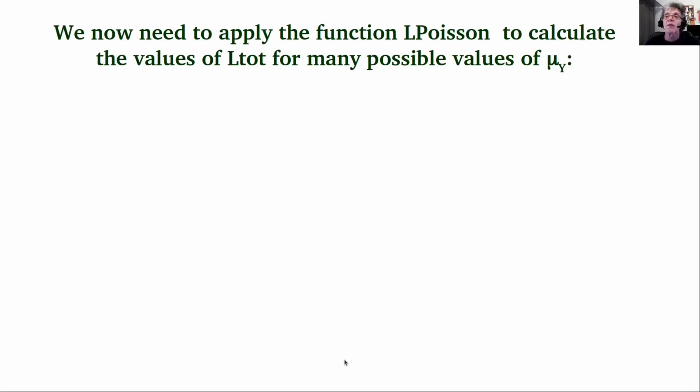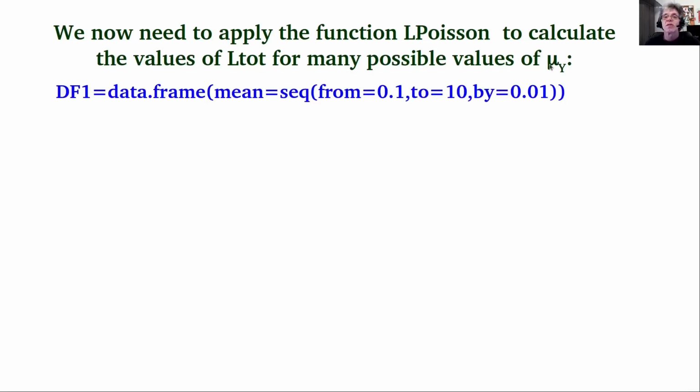We need now to evaluate the function L Poisson, the one that we just wrote, to calculate the values of the log of the total likelihood for many possible values of lambda. So we are going to write a data frame whose variable mean is a sequence starting from 0.1, going to 10, separated by values of 0.01. So this is 0.1, 0.11, 0.12, 0.13, up to 10.